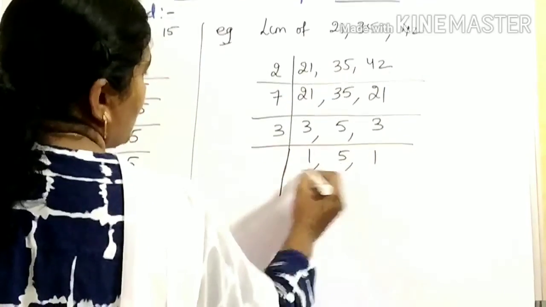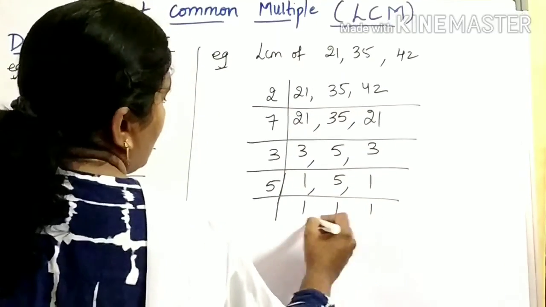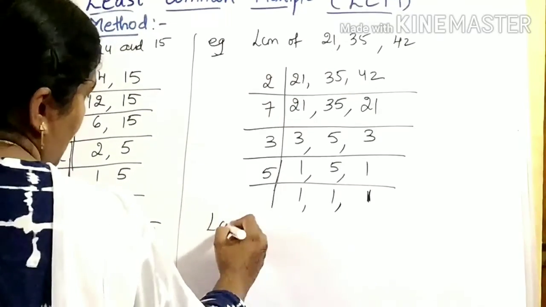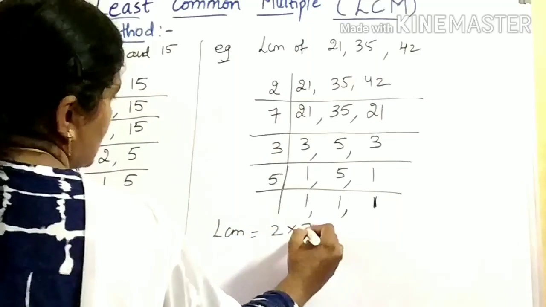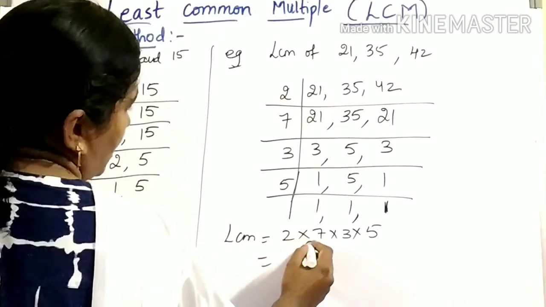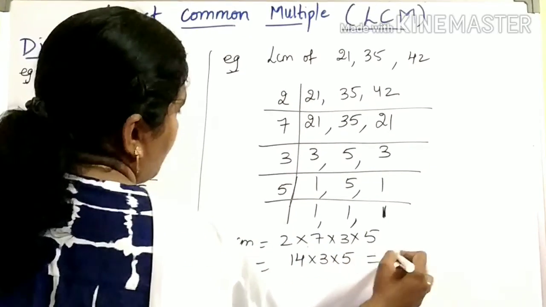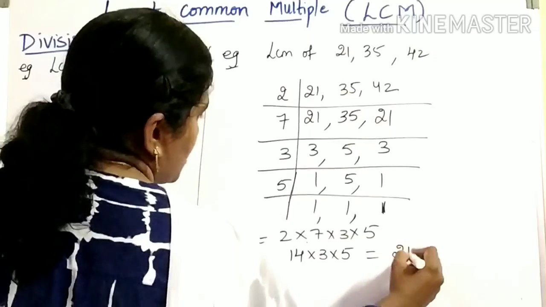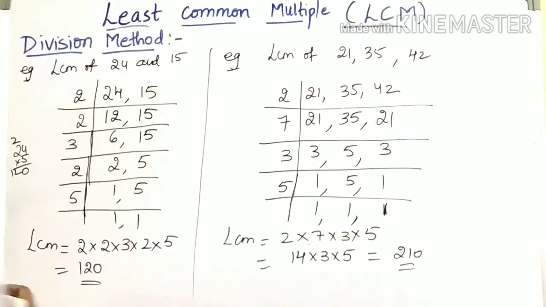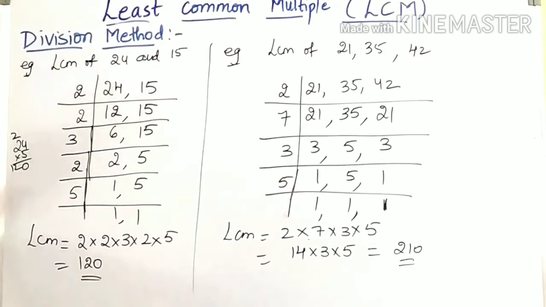Now what is left over here? 5. If you take 5, 5 1s are 5. Here the remainders are all 1. So what is the LCM here? 2 into 7 into 3 into 5. So 2 7s are 14. 14 into 3 into 5. 14 3s are 42. 42 5s are how much? 210. So the LCM of 21, 35 and 42 is 210. So this is the way you do LCM by the division method.